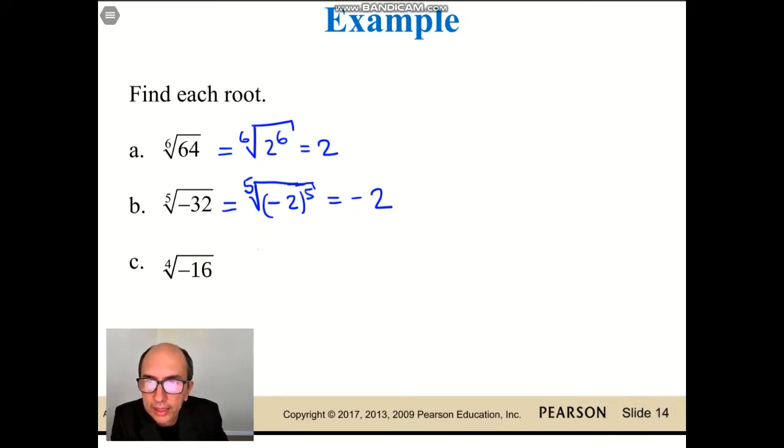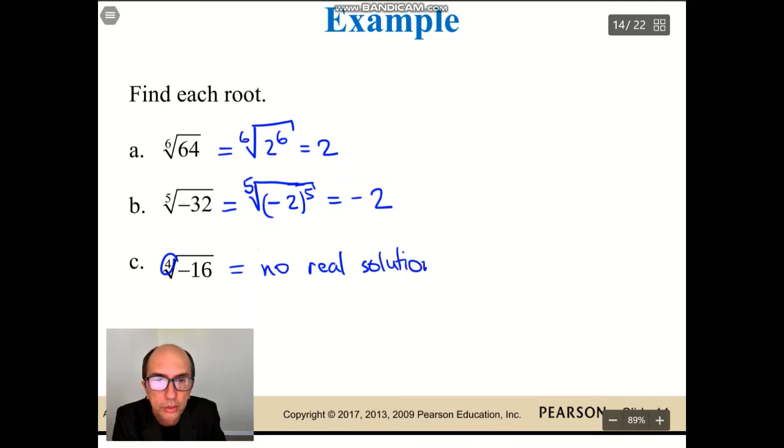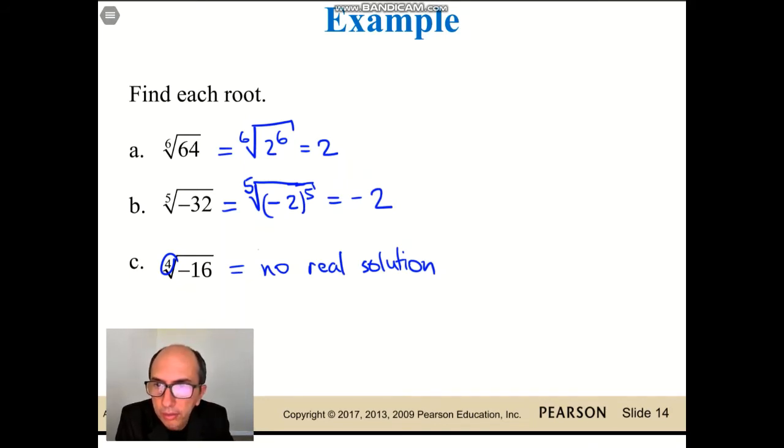And check this out now, we have the 4th root of negative 16. But now the index is an even number, and this is the same situation as the square root of a negative number. No real number solution. You're not going to have a real number as a solution for this radical.